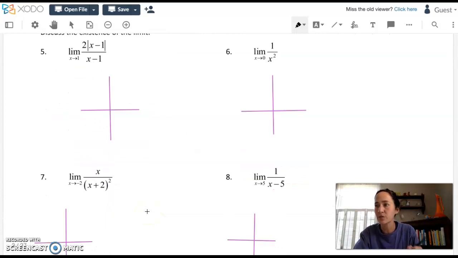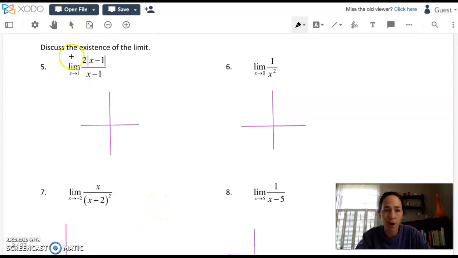On the next page, page 3, we talk about discussing the existence of limits. Here's a piecewise. Feel free to pause the video here so you can think about what this would really look like, maybe even make a table of values. I'm going to do this a little quicker so we get a visualization of it.